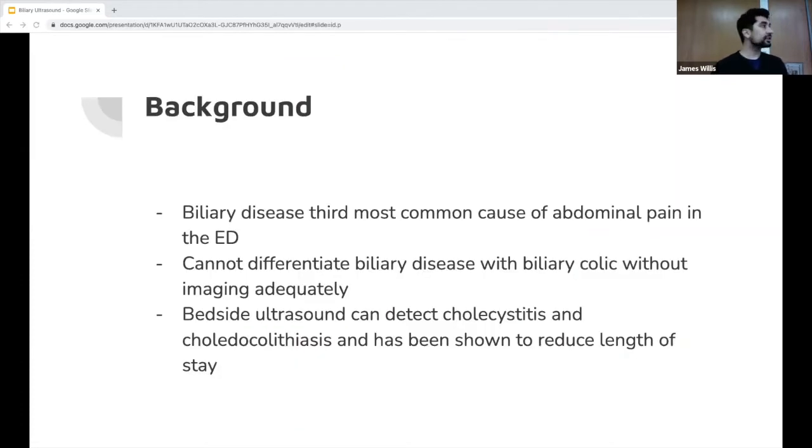So just some background about biliary disease. It is actually the third most common cause of abdominal pain in the ED. You can't differentiate biliary disease from biliary colic with just lab studies or your history alone. You do need imaging for that. And bedside ultrasound can detect cholecystitis as well as choledocholithiasis, and has been shown to reduce length of stay in hospitalizations.